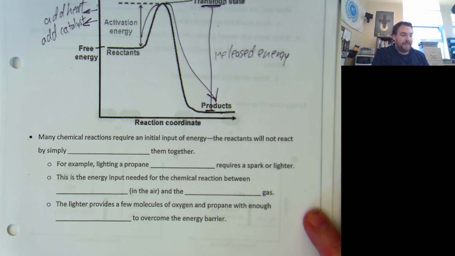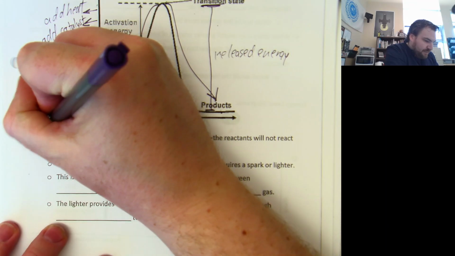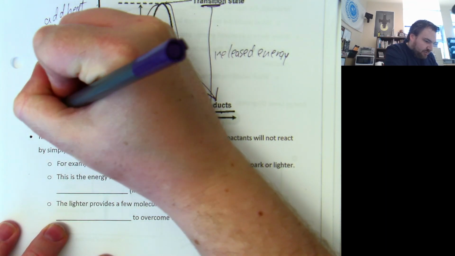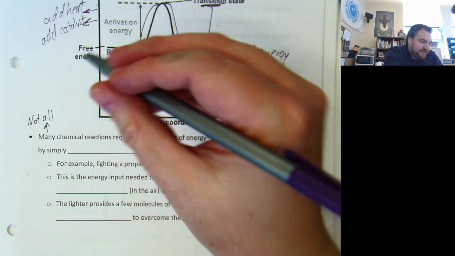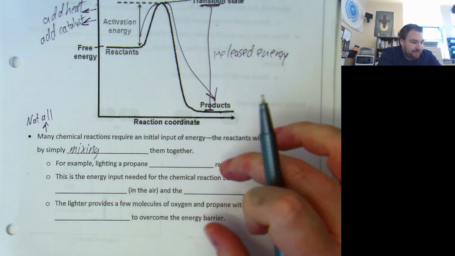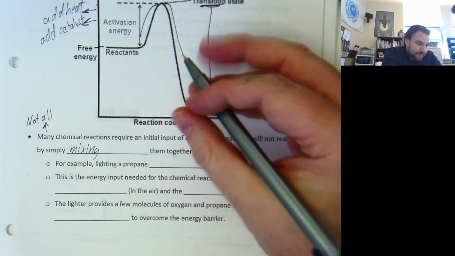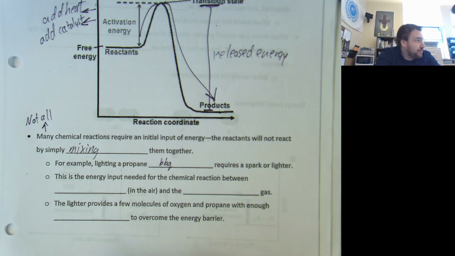So let's keep going. Many chemical reactions require an initial input of energy. Many, but I'm going to put a note here, not all. The reactants will not react by simply mixing them together, which we've seen. The example that I'm going to talk about here is a propane barbecue. If any of you have ever used a barbecue, you know that you can turn on the gas and nothing's going to happen until you hit the spark.